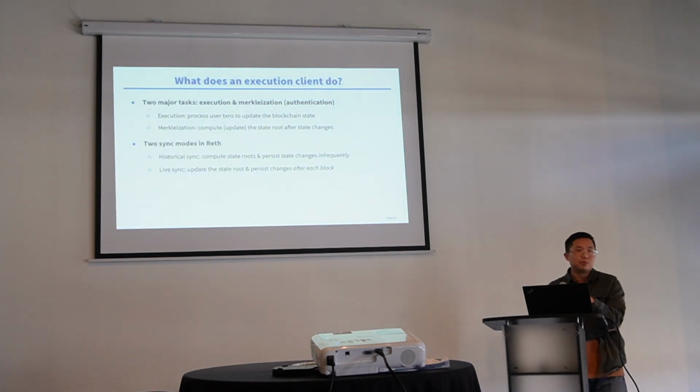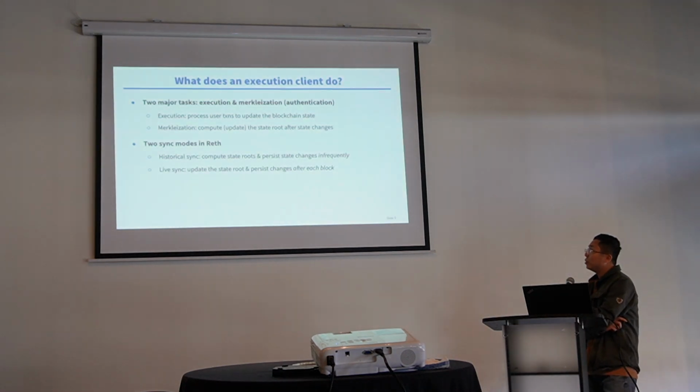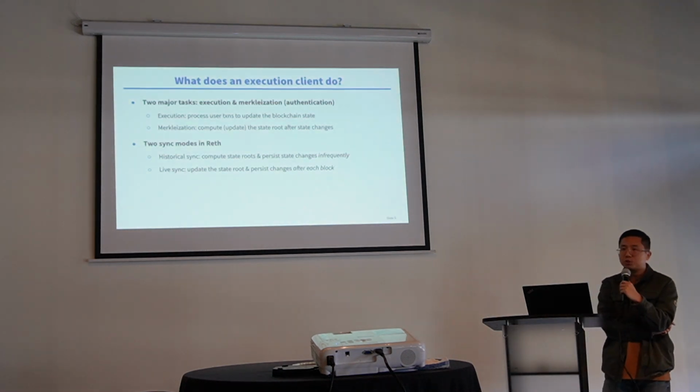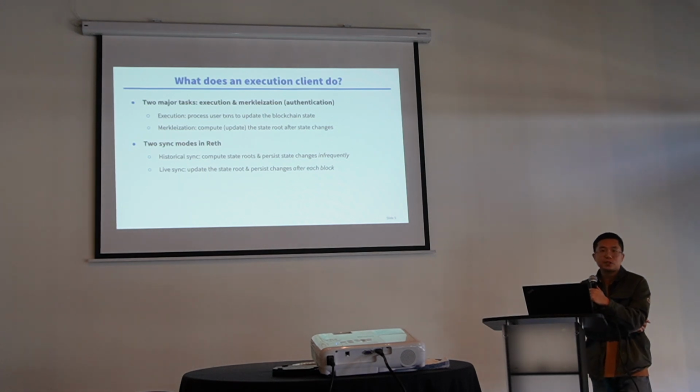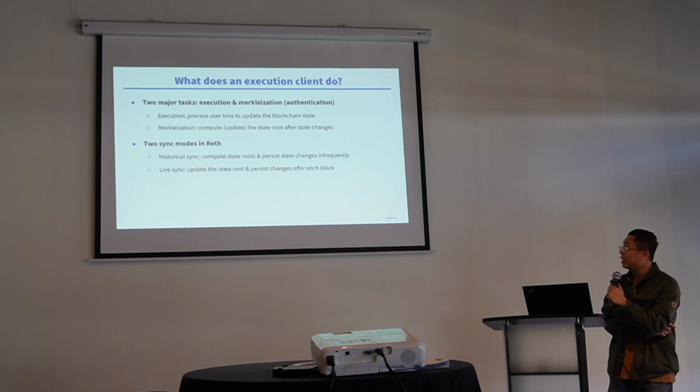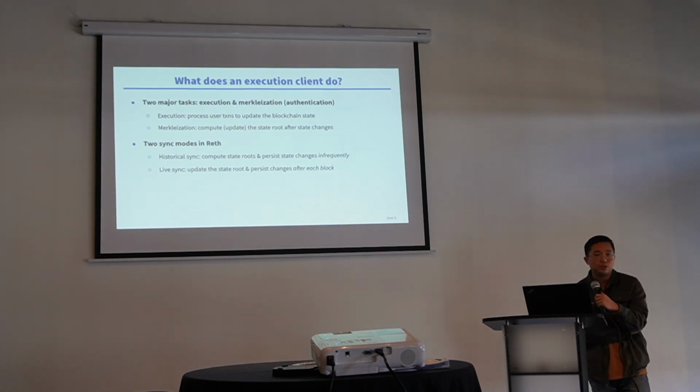Before diving into numbers, let's review some basic knowledge. An execution client basically has two major tasks, execution and Merkelization. Execution means executing the transactions and updating the blockchain state. And Merkelization is basically computing or updating the state root after state changes.